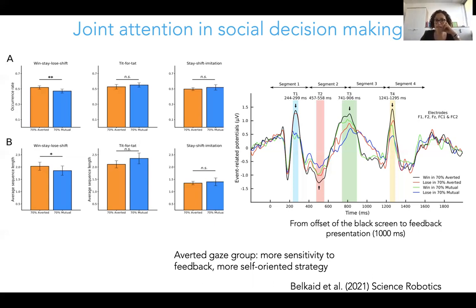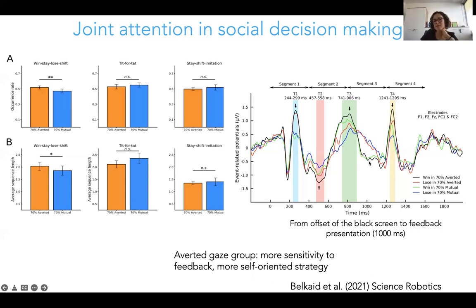Now, having said that this is an optimal strategy, it's quite interesting because, again, mutual gaze here was impairing performance, in a similar way as also in terms of response times. Participants were slower and were not necessarily choosing the optimal strategy when there was mutual gaze.